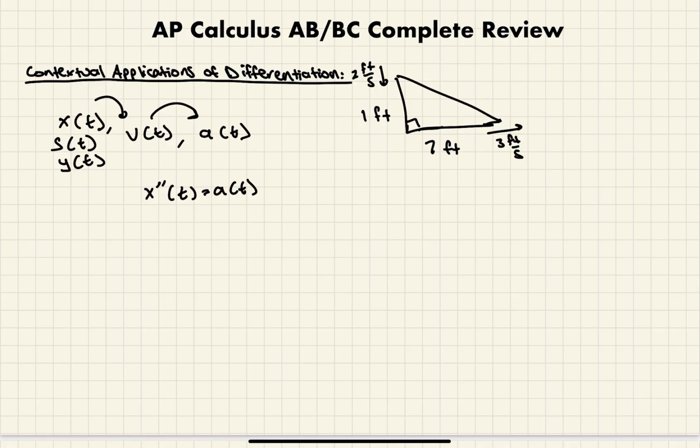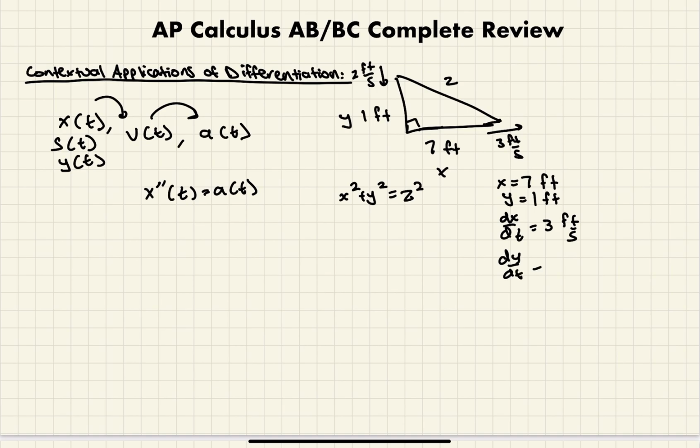All right, so let's see. If we write this as x, y, and z, we know that x squared plus y squared equals z squared. That's just the Pythagorean theorem. We also know that in this moment, x equals 7, y equals 1, dx/dt is equal to 3 feet per second, and dy/dt is equal to negative 2 feet per second. And we want to find dz/dt.